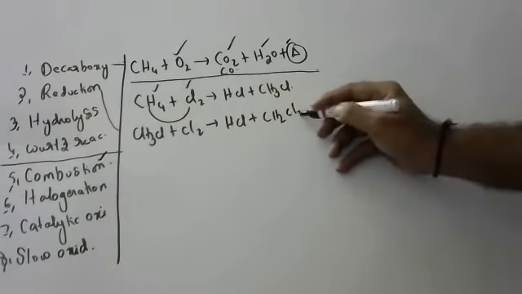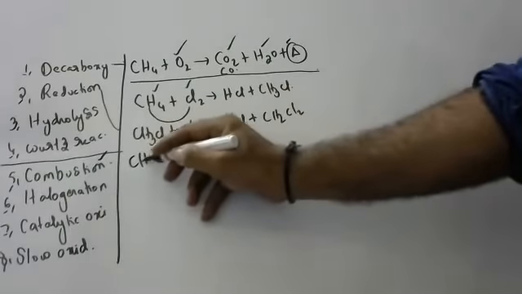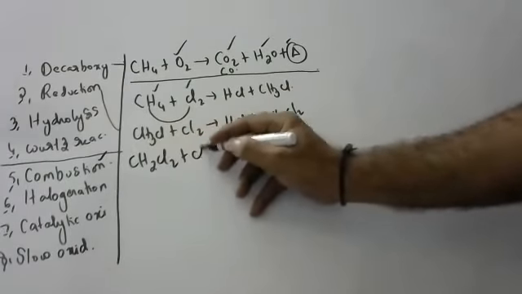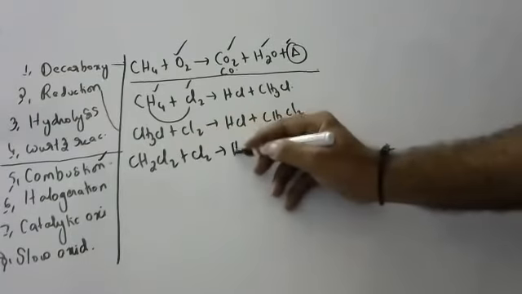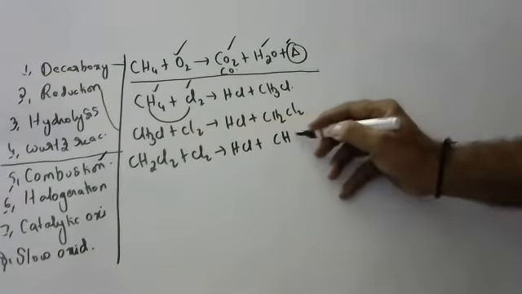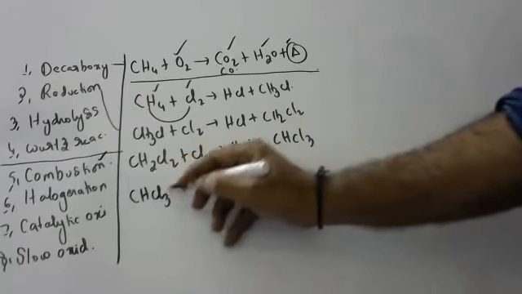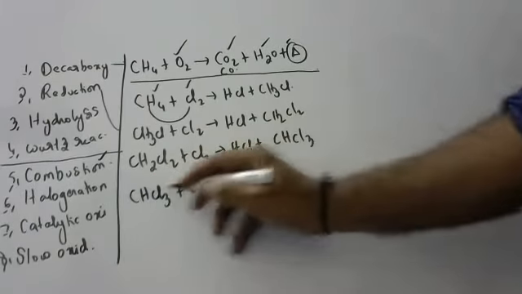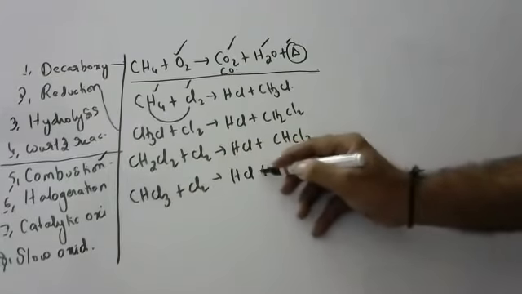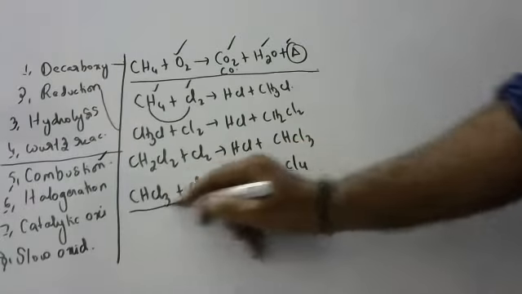Take CH2Cl2 again and add chlorine. One H, one Cl goes out as HCl. You get CHCl3, chloroform. Take CHCl3 again and add chlorine. One H, one Cl will go away. You get CCl4, carbon tetrachloride.